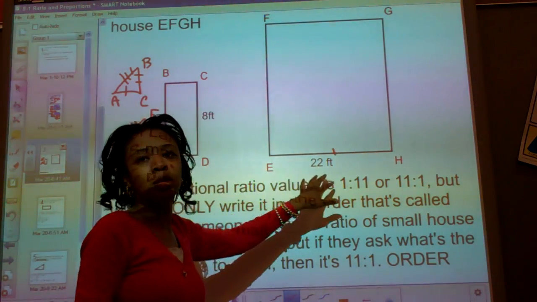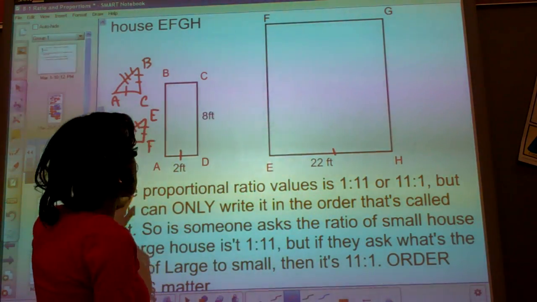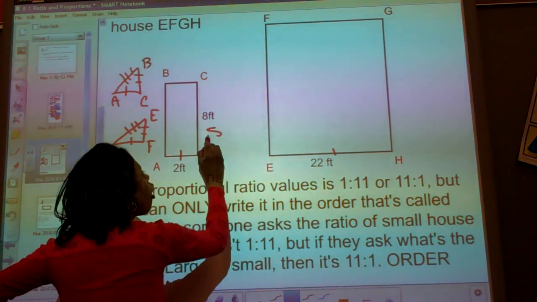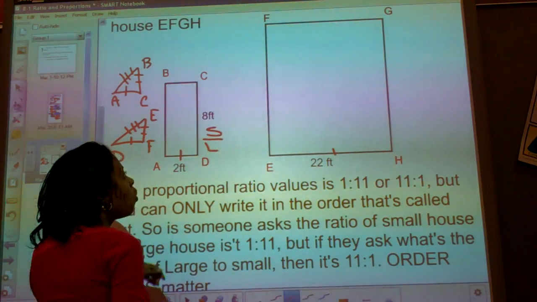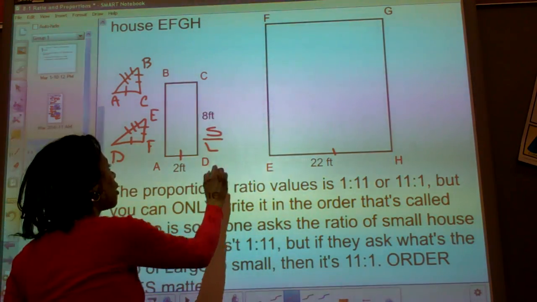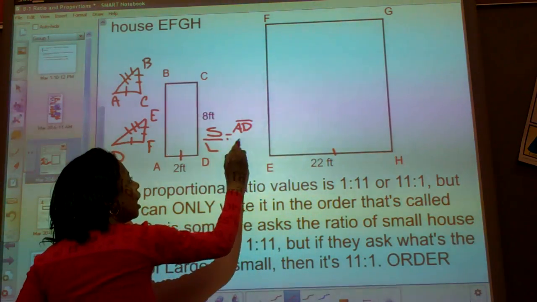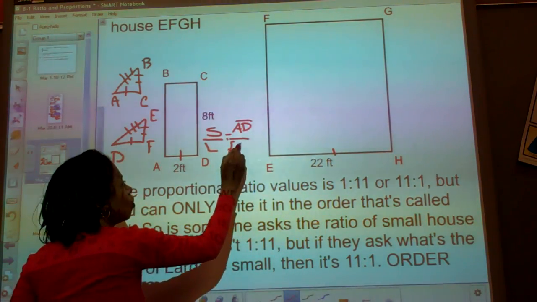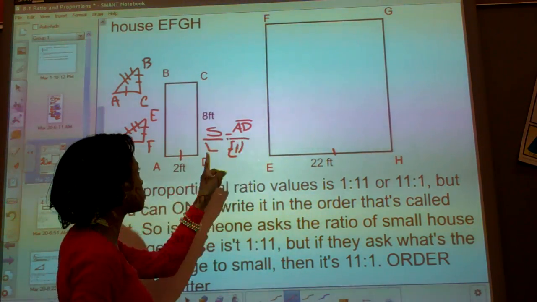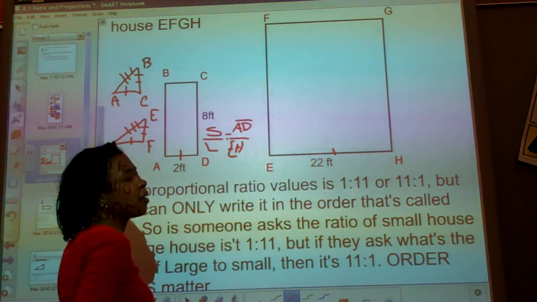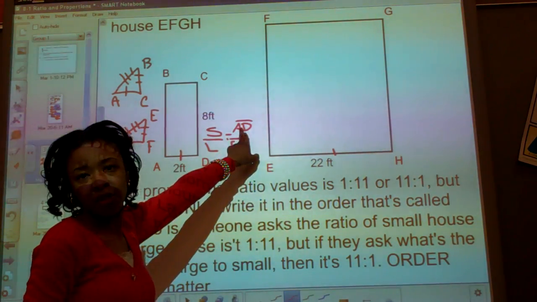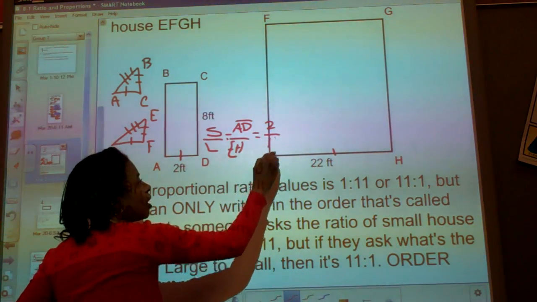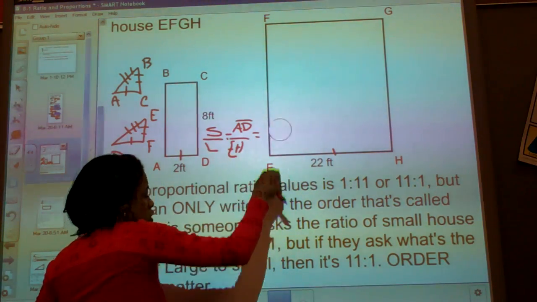Because I know they are supposed to be similar figures, because I'm told that, I can set up a proportional ratio. I can do the small over the large. What is the value of the small? If I'm talking about the small, I'm talking about side AD, and it corresponds to EH on the large. I write it in the same exact order because A corresponds to E and D corresponds to H. We talked about that before. What's the length of AD? It's 2 over, what's EH? Excuse me, 22. 2 over 22.